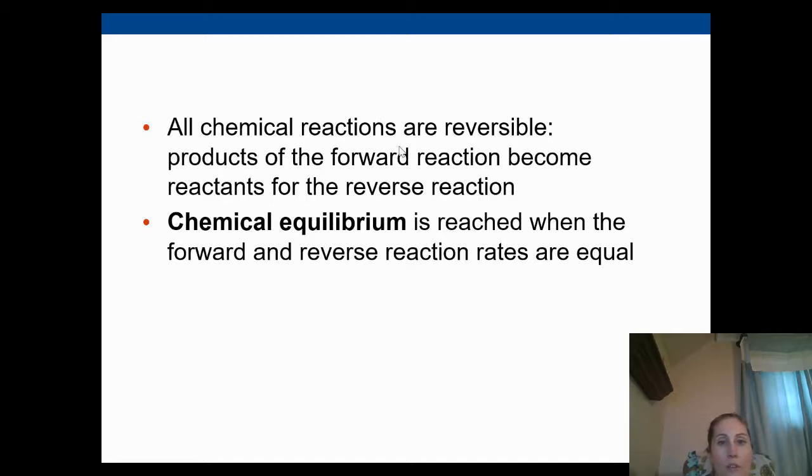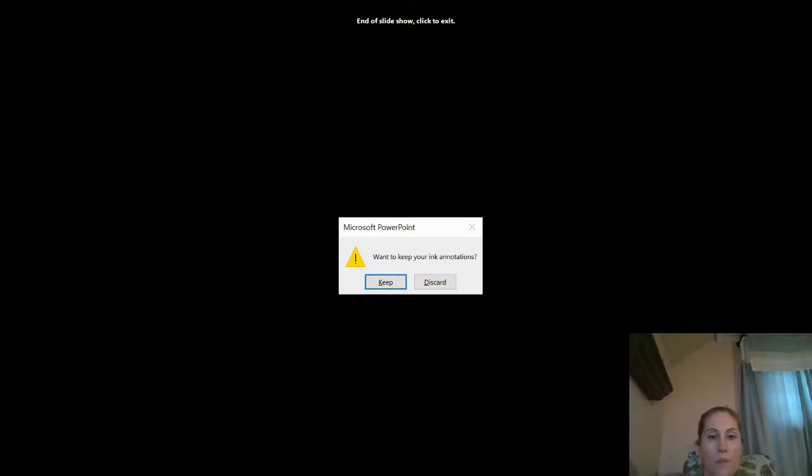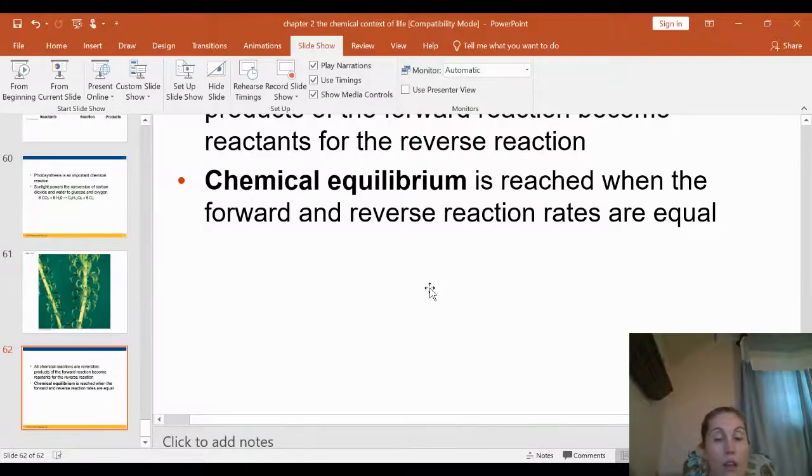All chemical reactions are reversible. So when you talk about photosynthesis, the reverse of that is what you see happening in cellular respiration. You start with glucose and oxygen, and you break it down to release carbon dioxide and water, and then the ATP that we make. Chemical equilibrium is where you see them in equal amounts going back and forth. Okay, so that ends where we are. And I hope that helps.